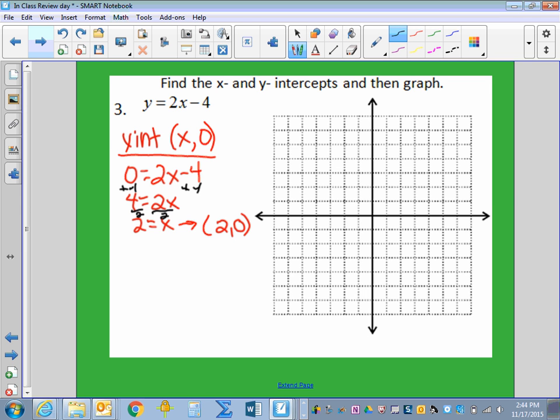Alright, so I can go and plot my x-intercept of 2, 0. It should be on your x-axis, right? It crosses your x-axis. Alright, now the same thing for my y-intercept.